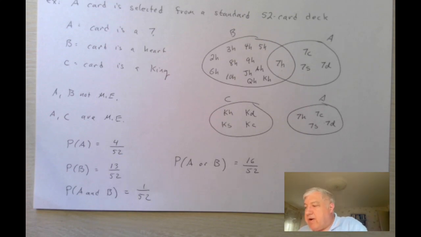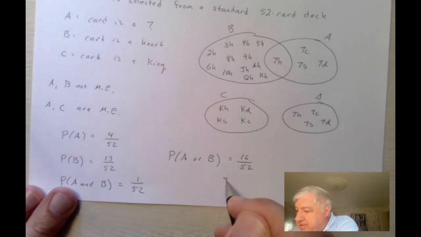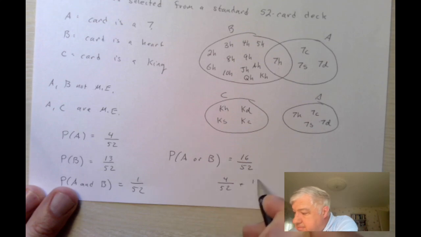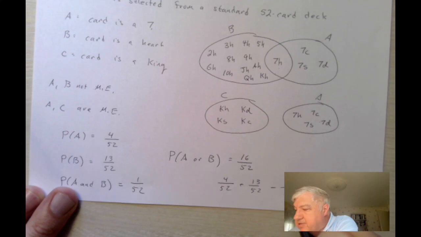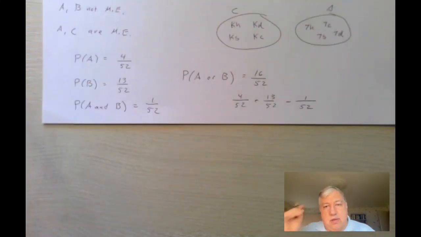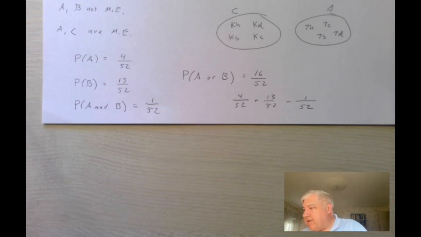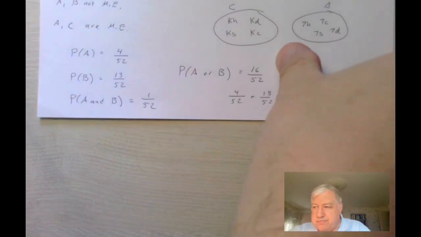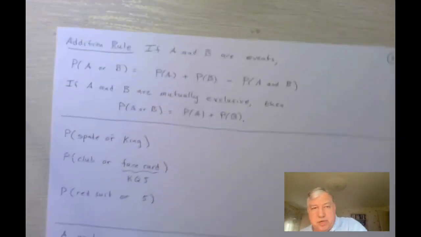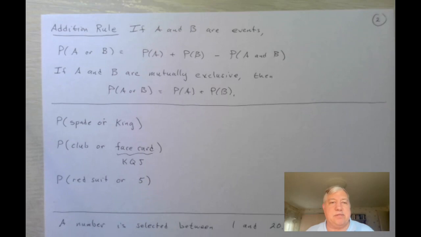And actually what's going on here is we basically added the probabilities, but then we subtracted the probability of their intersection. Okay, so that's how we got that 16 there. And what we've just sort of illustrated here is the addition rule. The addition rule says that if A and B are events, then the probability of A or B happening is equal to the probability of A plus the probability of B minus the probability of A and B.